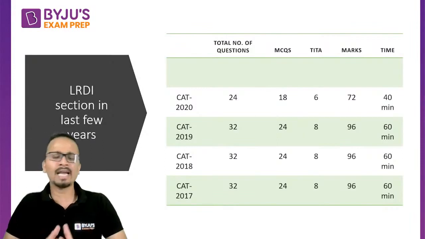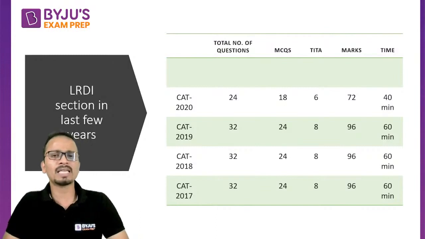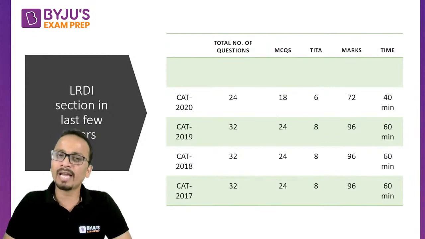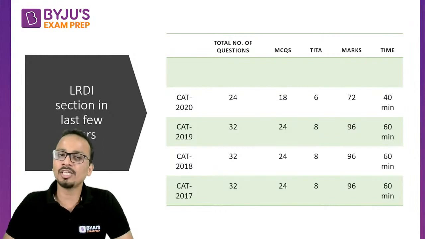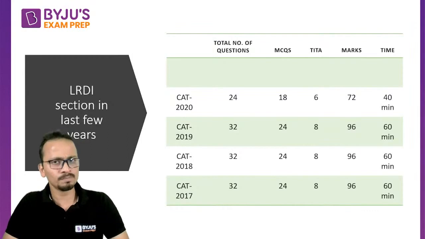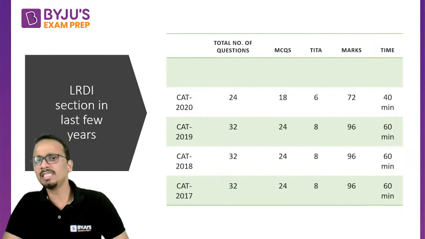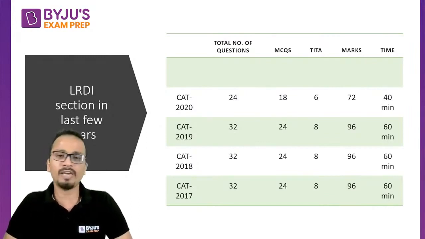So earlier, when the entire CAT was of 180 minutes, now in 2020 the CAT happened for only 120 minutes, and the time allocated for the LRDI section was 40. Since the time was reduced, we saw a reduction in the number of questions as well. The number of questions reduced from 32 to 24. So in 2020, there were 24 questions: the number of MCQs was 18 and the number of theta questions was 6. The marking scheme was absolutely the same, +3 for correct and -1 for a wrong answer in case of MCQs.